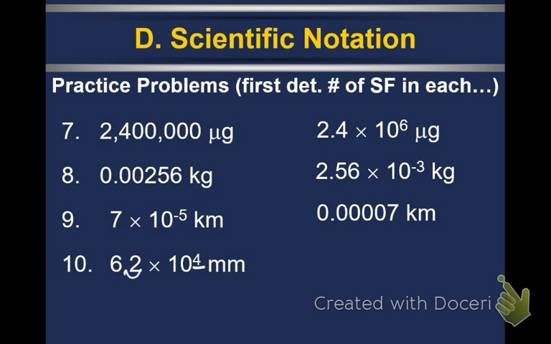So 1, 2, 3, 4. Every time I see a jump, I'm adding a 0. So if I rewrite that, 6.2, 1, 2, 3, 4. There's my new decimal. Fill in zeros. So my new number is, there you go, 62,000 millimeters.